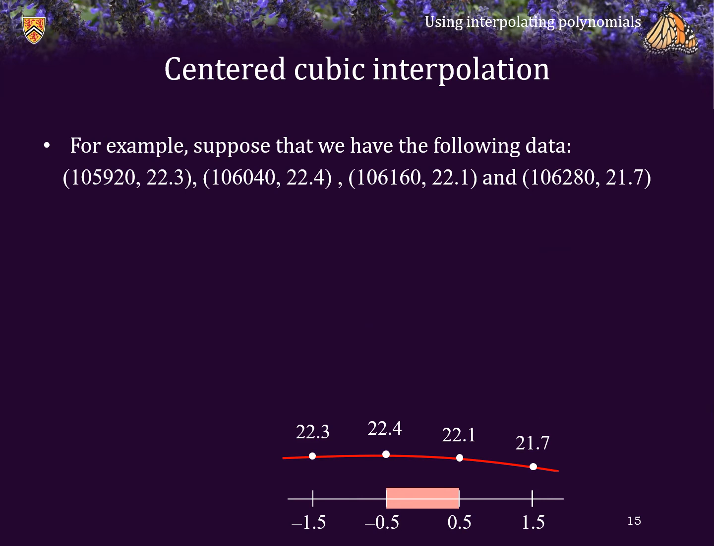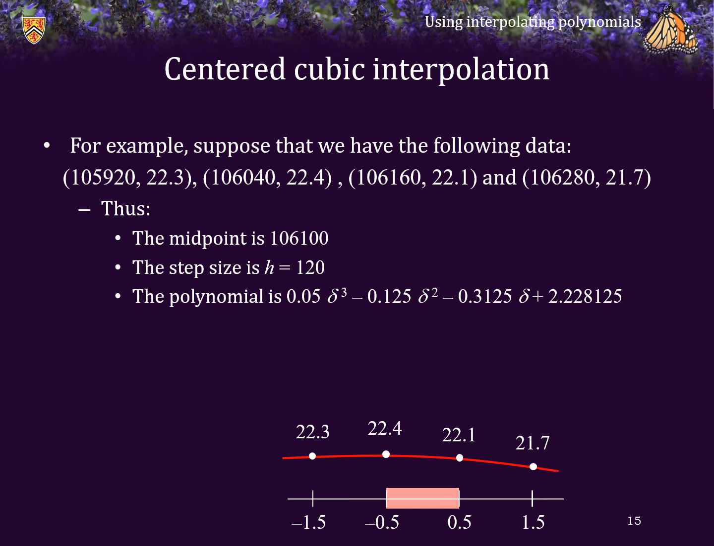So let's take a look at this example. We've got historical data that's perhaps recording temperature once every 2 minutes or 120 seconds. Now, if we wanted to estimate a temperature on the interval from the second point to the third, we note that the midpoint between these two is 106,100. The step size is 120. The interpolating polynomial, once we reset the values, normalize and scale them, is now this reasonably straightforward polynomial.